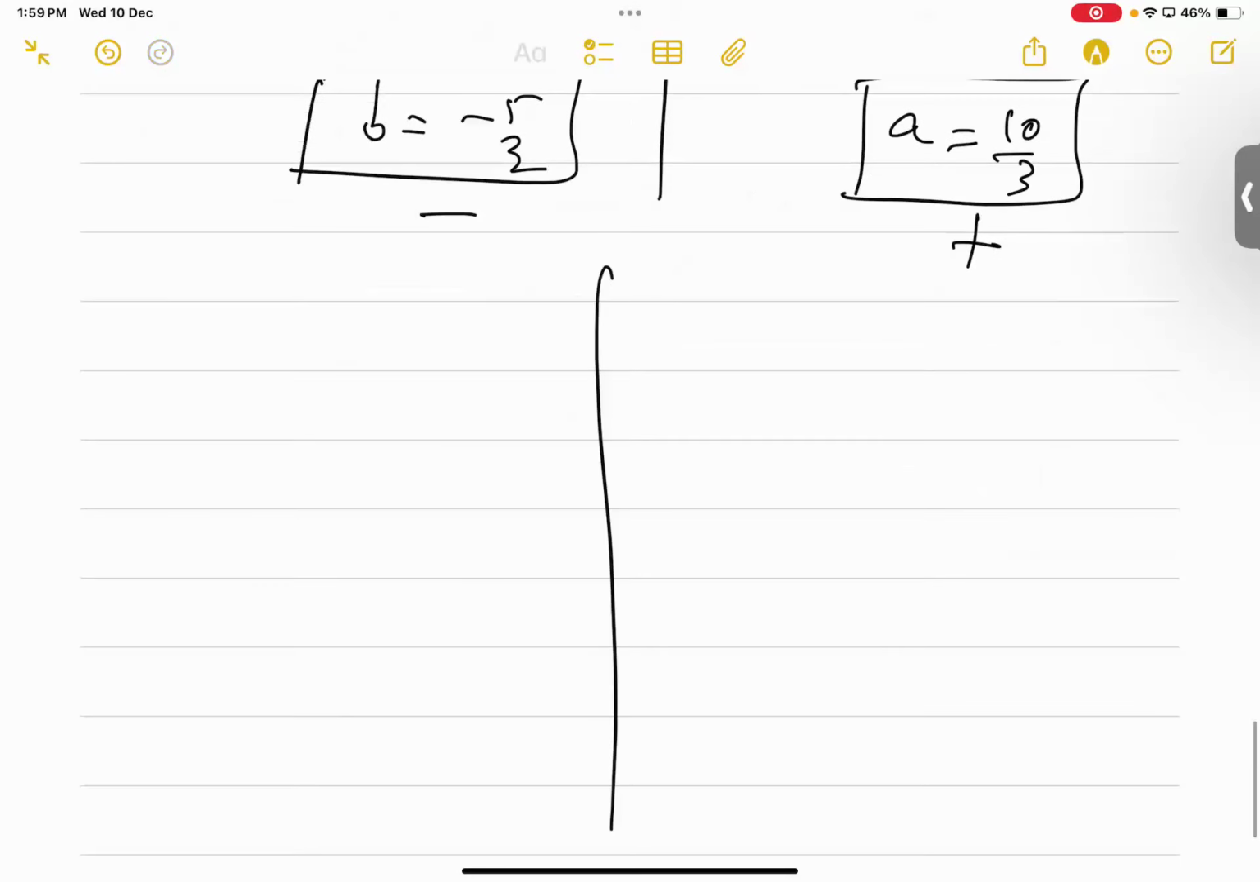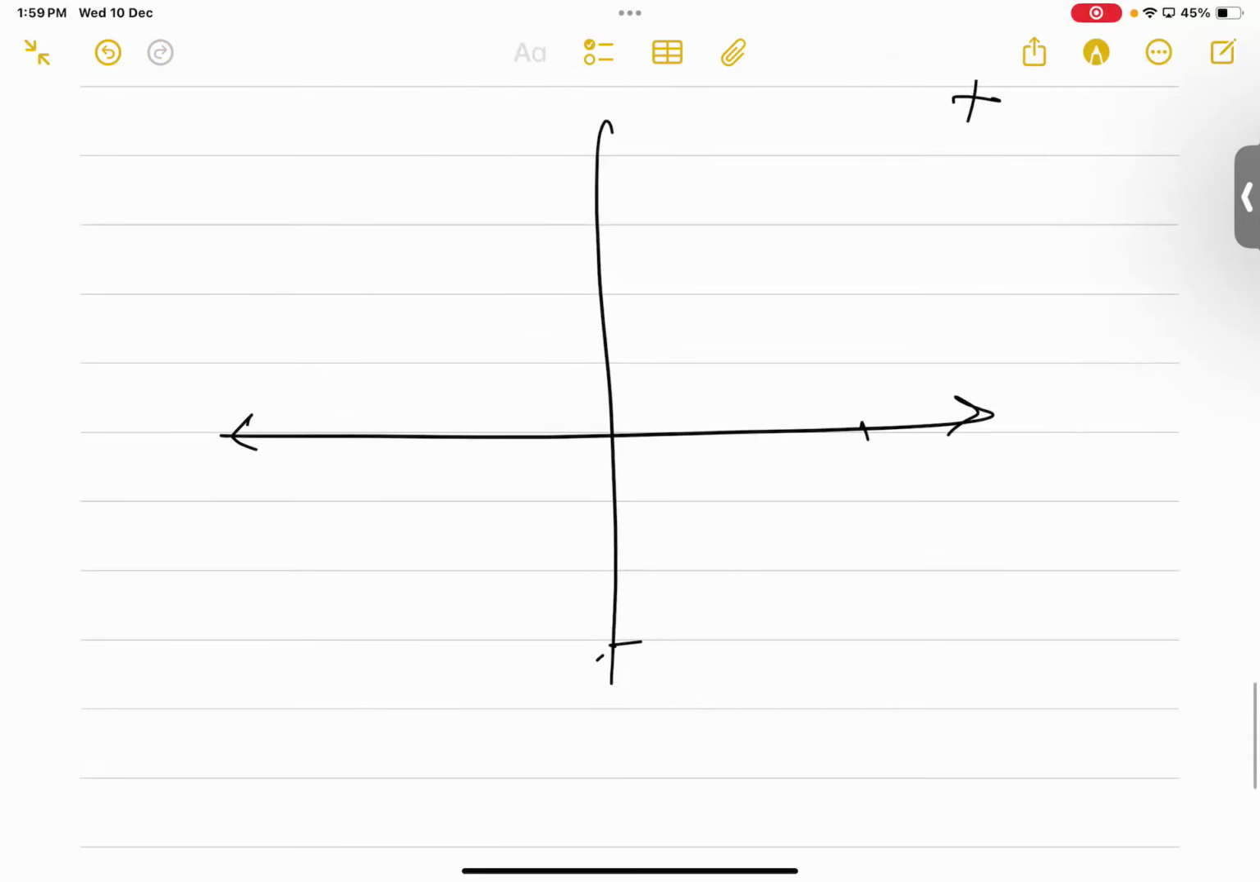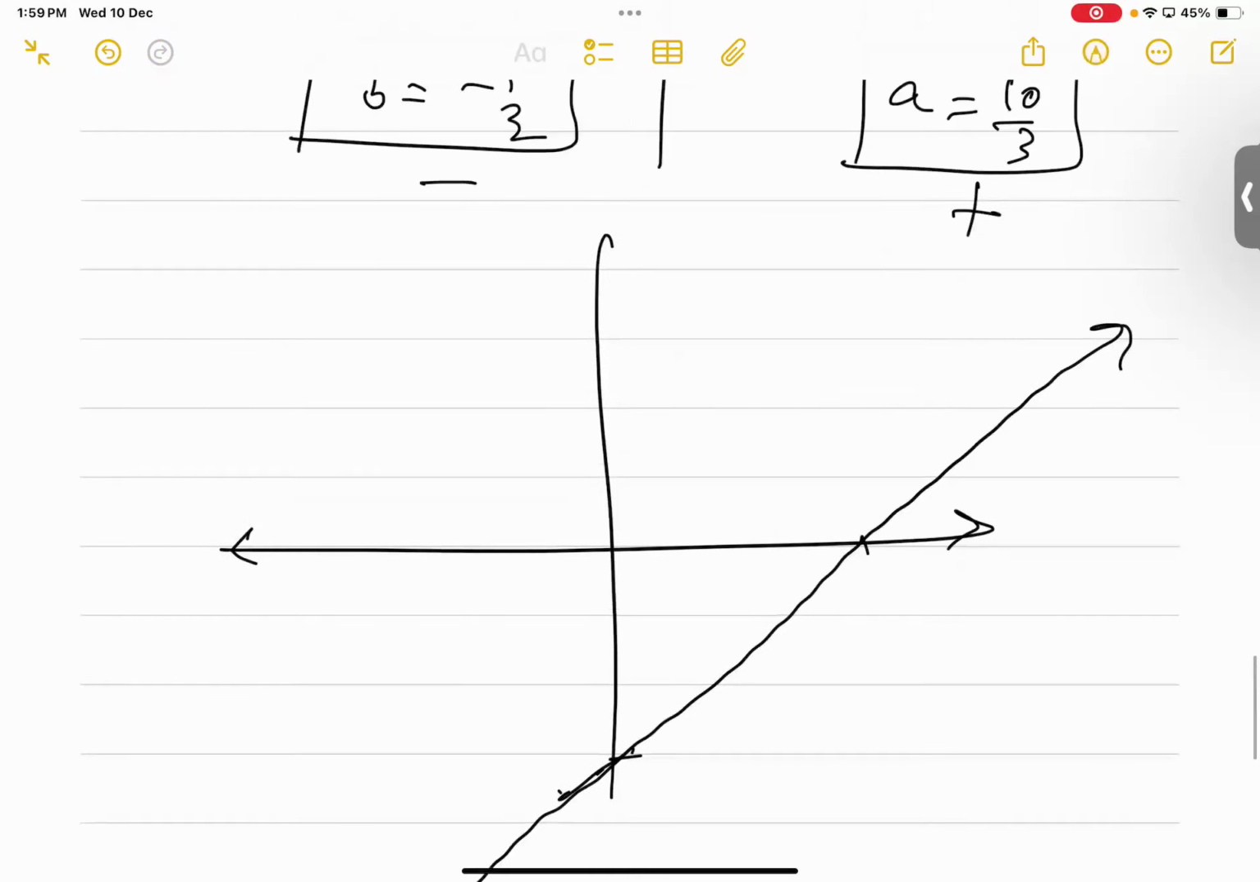So x intercept positive, y intercept negative, so the line will be like this. Now read the problem. The vertex of a square is at the origin. So one of the vertices is at the origin and the other side is on this particular line L.